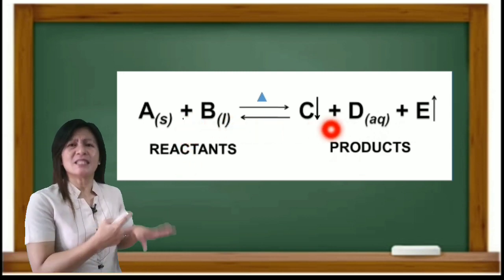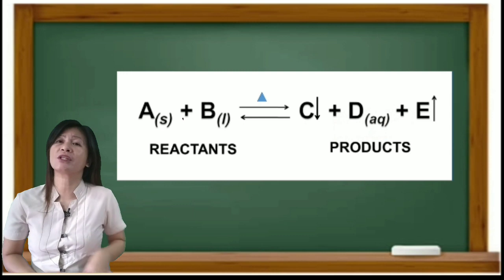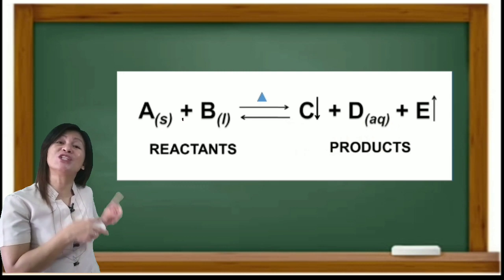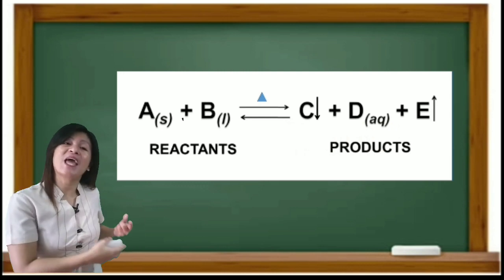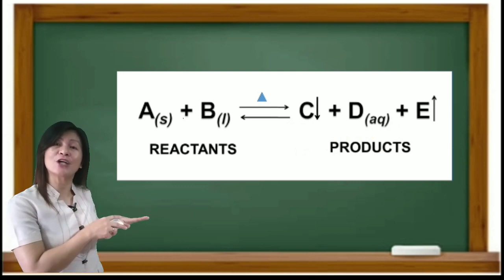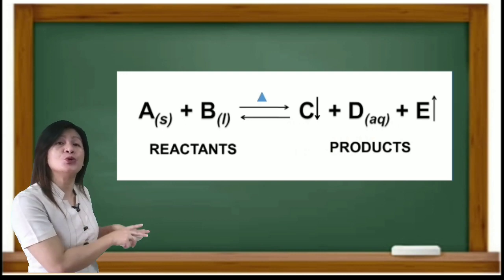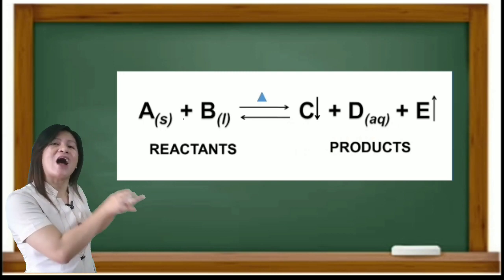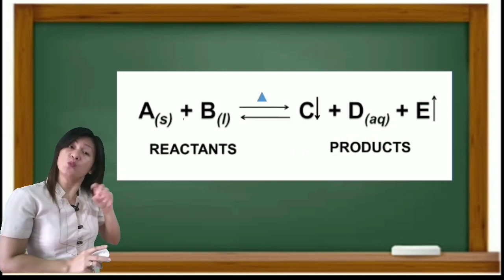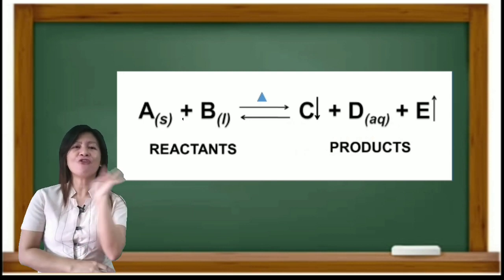So aside from the plus, we also have the small letters. If you have the capital letters A, B, C, D, and E, we also have small letters s, l, and aq. In addition to this, we also have small g. These letters represent or give us the physical states of the substances. So to interpret the reaction here, we have solid A reacts with liquid B to produce substance C, aqueous D, and substance E. Aqueous means in water, with water, or dissolved in water. So what else? We also have 4 different arrows.